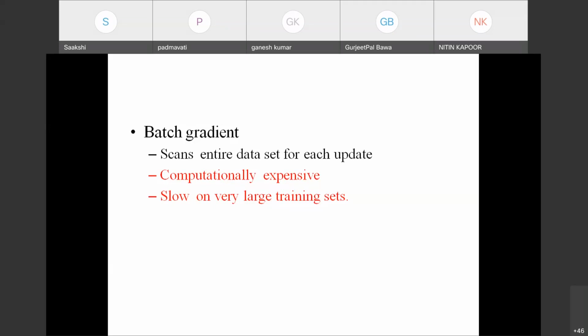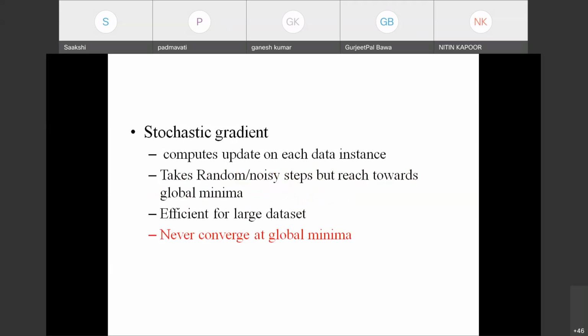So batch gradient descent is not preferred. Why is it not preferred? Because it is computationally expensive to perform this computation. In stochastic gradient descent, it computes updates on each data instance. It takes random or noisy steps, but reaches towards the global minima. It reaches towards the global minimum, that is for sure.